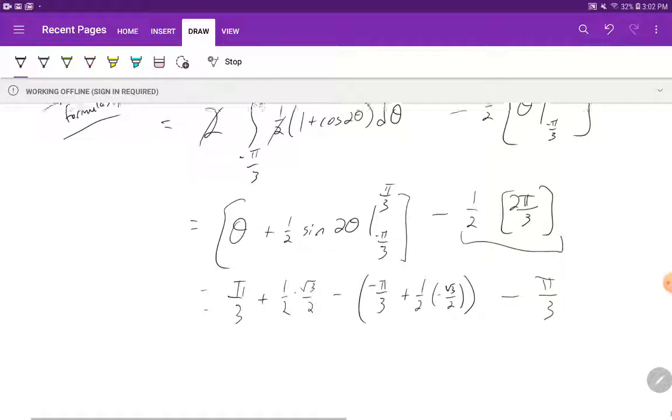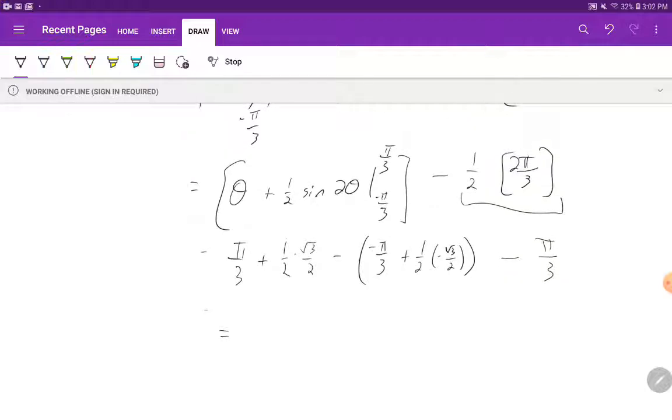Let's clean this up a little bit here. We get pi over 3 plus root 3 over 4. And then this becomes plus pi over 3, and then plus root 3 over 4, minus pi over 3. Oh, thank goodness things cancel out.